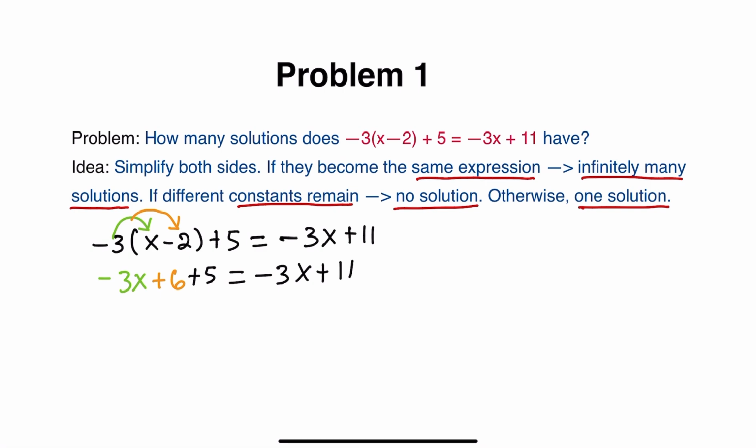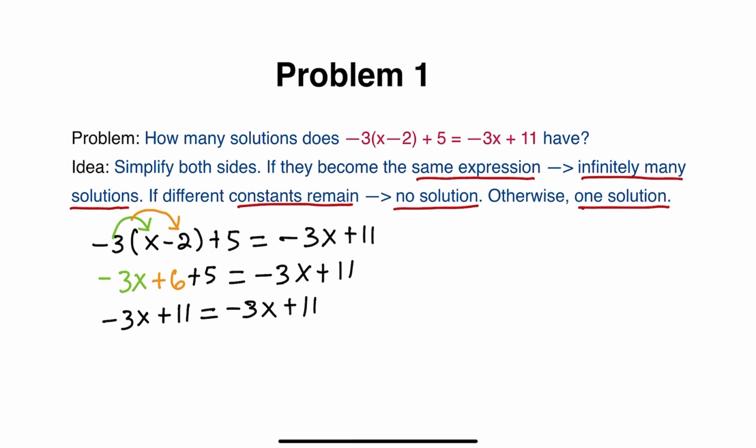Of course, we need to simplify the left side further. As you can see here, we have negative 3x and plus 6 plus 5 equals positive 11. That equals negative 3x plus 11. So what do you notice here? Both sides are exactly the same.